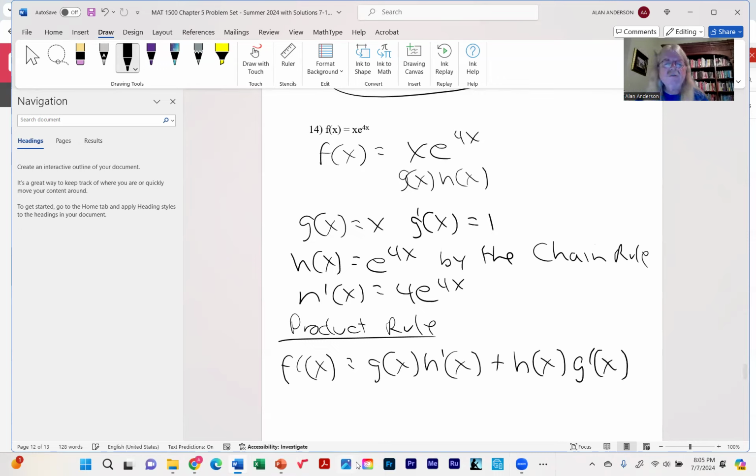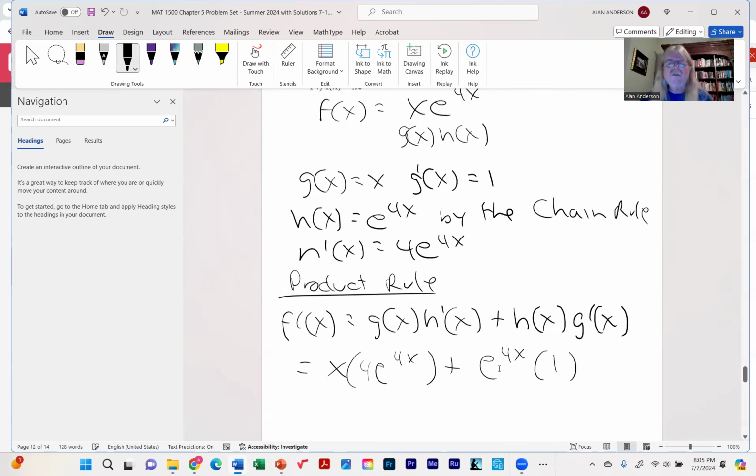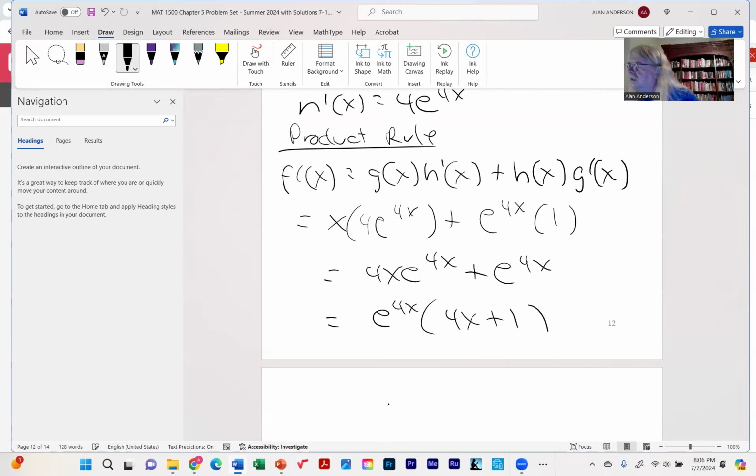Great. Now we just do some substitutions. And we'll have x 4e to the 4x plus e to the 4x times 1. All right, so it looks like we'll be able to consolidate this one because we've got 4x e to the 4x plus e to the 4x. And if you feel like it, you can rewrite this as, it might look a little nicer.